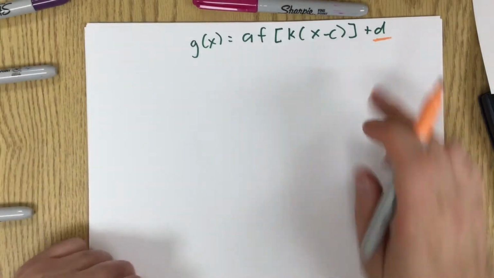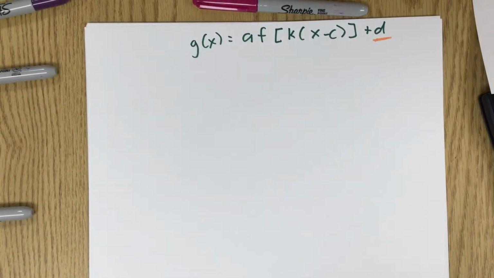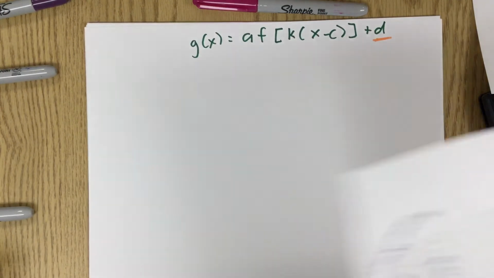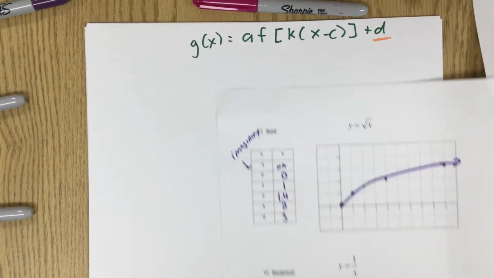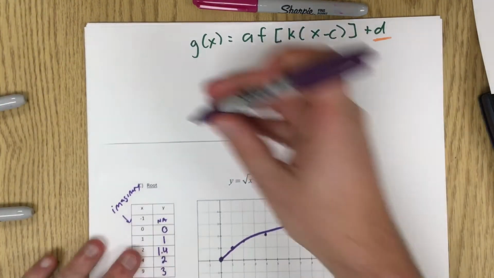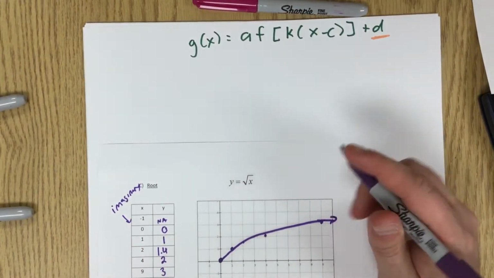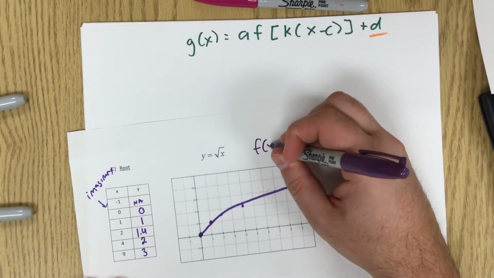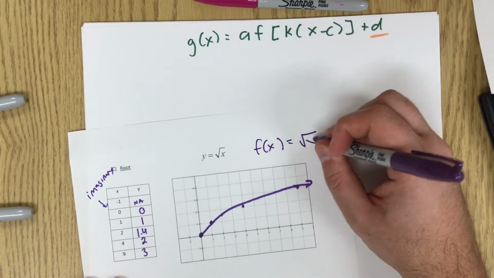So we're going to start off talking about the D. So we're going to see what kind of transformation that is. And if you remember from the previous video, it's an up-down. Now the base graph we're going to use for all of these discussions, because I think it's the most illustrative, is y equals root x, or another way of writing that, f of x equals root x.